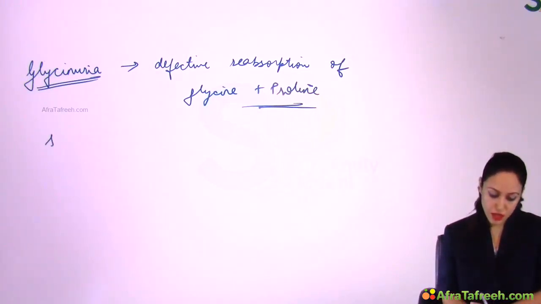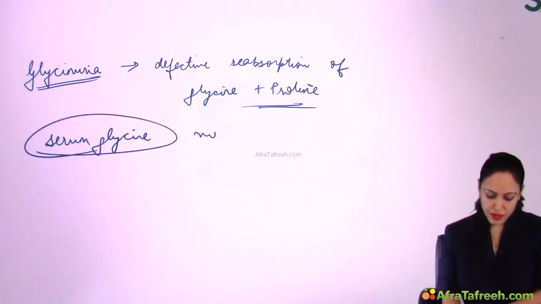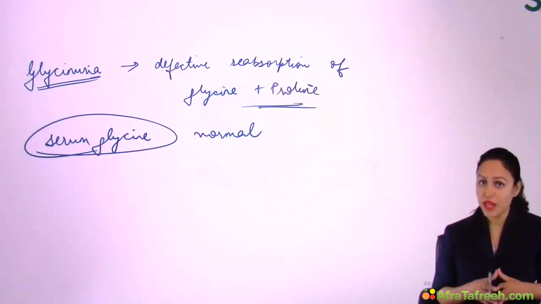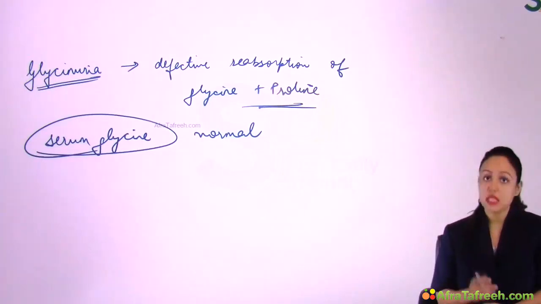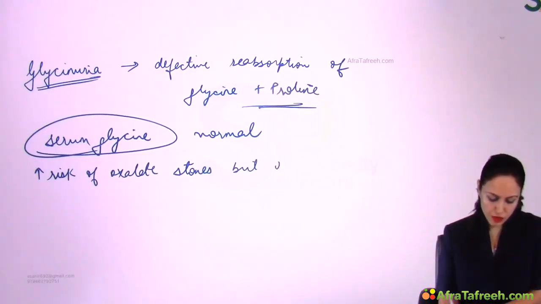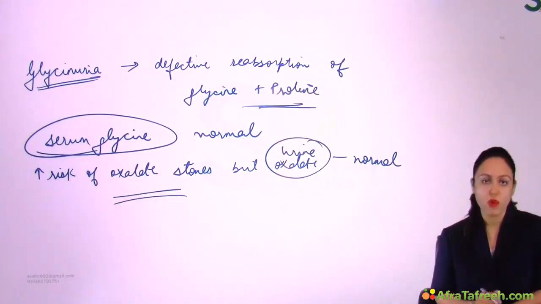But in these patients, serum glycine levels are normal. Urine glycine levels are increased, but serum glycine levels are normal. That's why it is not glycinemia, it is glycinuria. These patients also have increased risk of oxalate stones, but urine oxalate is normal. Urine oxalate is normal, but they have increased risk of oxalate stones.